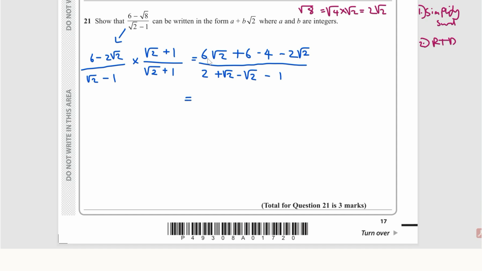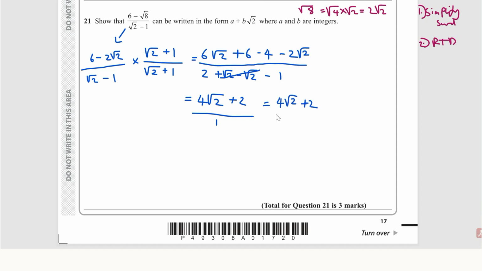So we go ahead and collect the like terms. 6 root 2 minus 2 root 2 gives us 4 root 2. Plus 6 minus 4 gives us positive 2. For the denominator, plus and a minus, these cancel out. 2 minus 1 is 1. So that just leaves us with 4 root 2 plus 2.